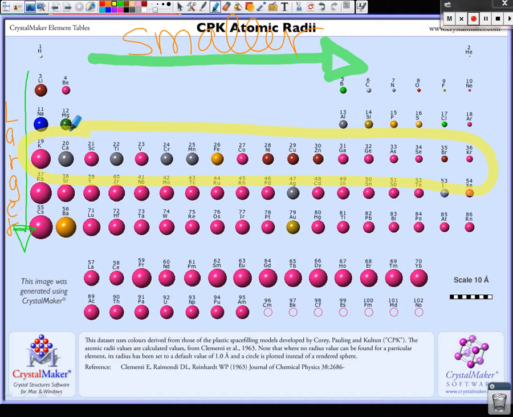Well, here's a weird question. How can an atom that has 36 protons and electrons be smaller than something that has 19? It's an interesting question, isn't it? It's a really good question. Ponder that. There is an answer, and we will get to it.